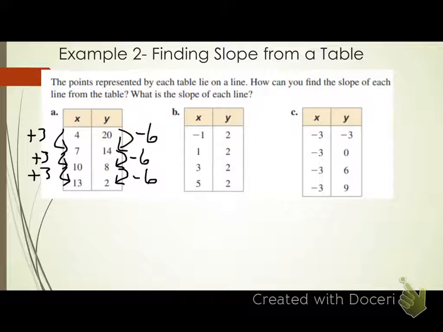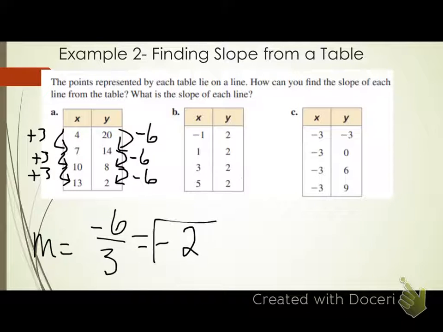So what's my change in y here? Negative 6, right? So that's my y column. It's my change in y. So my run is my change in x that goes in the denominator. What goes in the denominator? Negative 6 divided by 3? Negative 2. It's better. There's my slope for letter A. So, how can you find the slope of each line from the table? You can find the rate of change of each table by finding the difference in x and y.